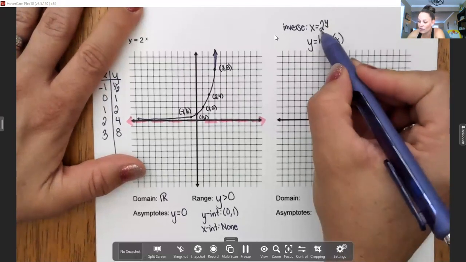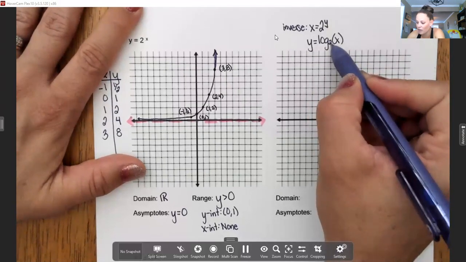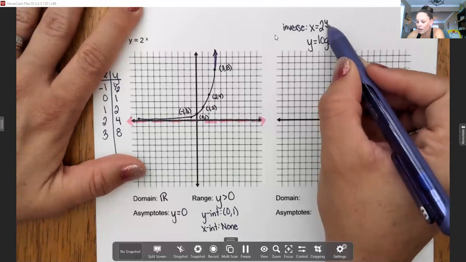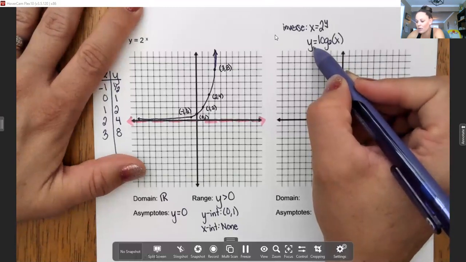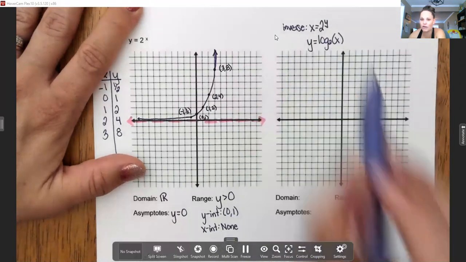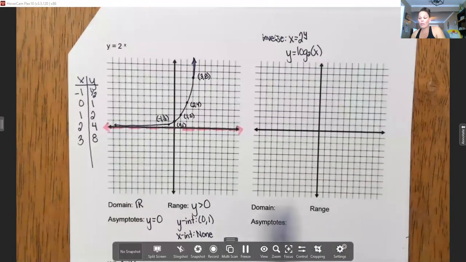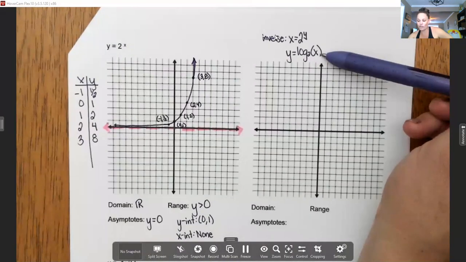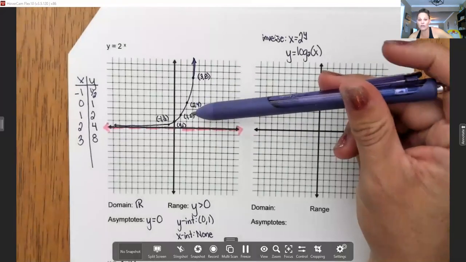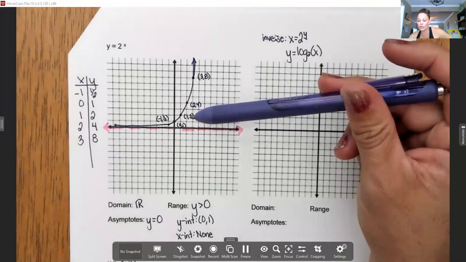So the 2, that's the base of the exponent, is the base of the log. The exponent is the number that's by itself, and what was by itself is what you're taking the log of. So going back to the beginning of the chapter, again, we don't know how to graph this. Using what we know about inverses, we know inverses switch x and y.